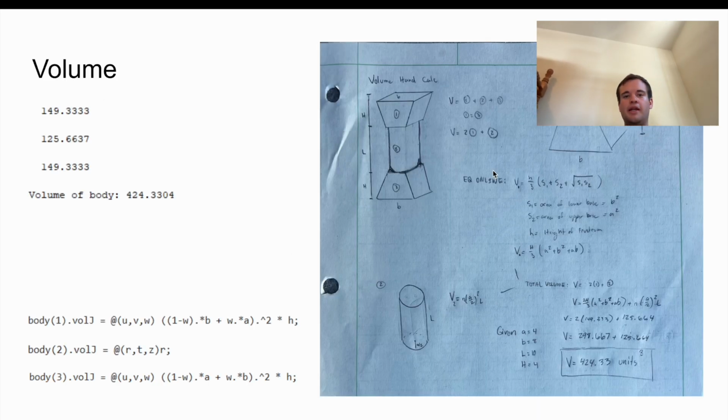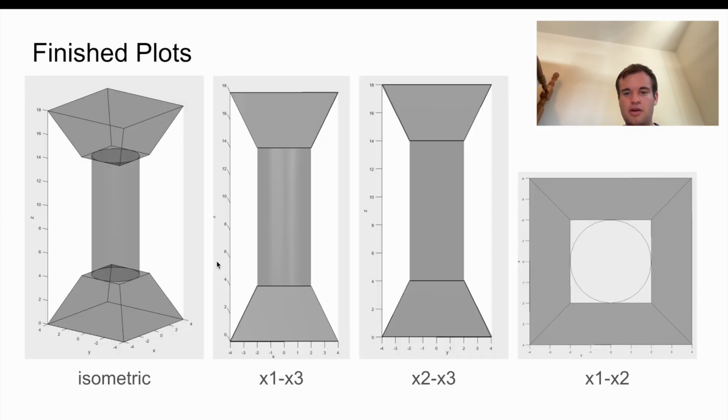For volume, I did hand calcs. I got the equation of a frustum online for volume. Same with a cylinder, but I knew that one. And I hand calced it to be 424.3. I went to the bottom of the code and added a little bit so that I would return the value of each volume part as well, just so I could check my math and make sure it was right. Got the same volume, so that was great.